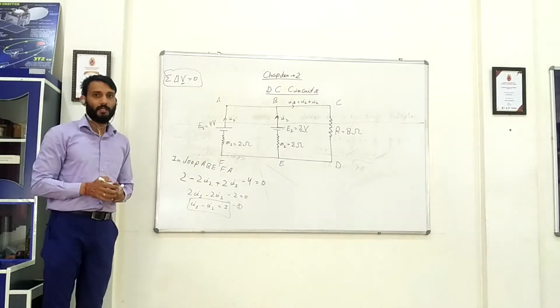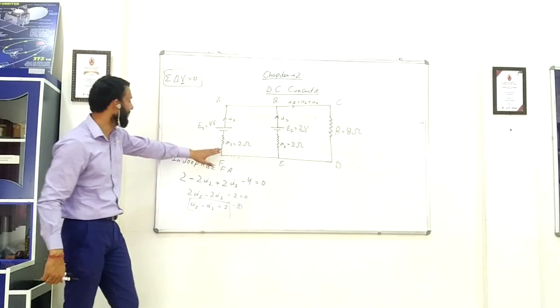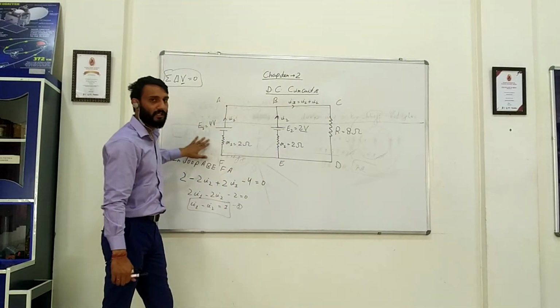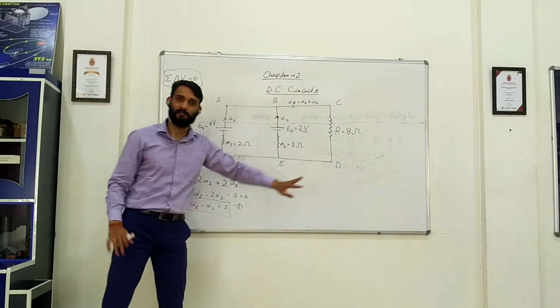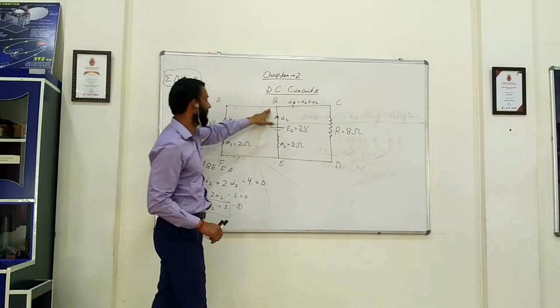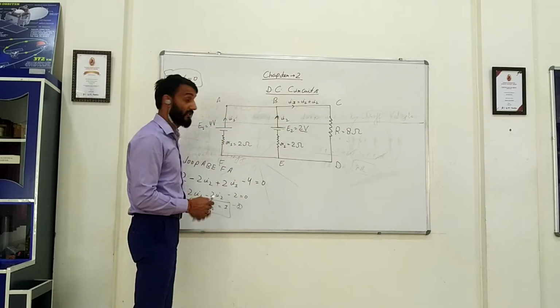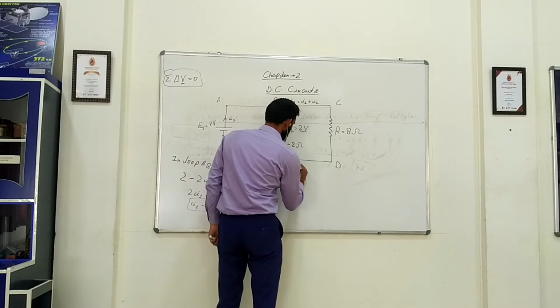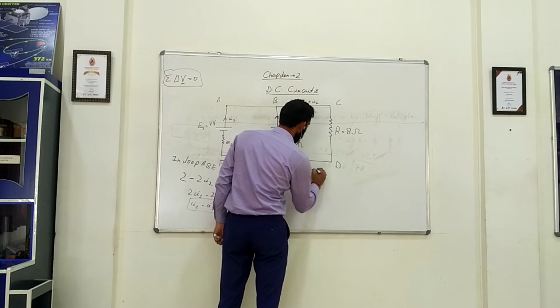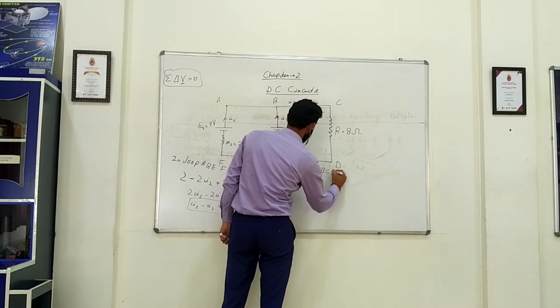Now you have two choices. Either you take the bigger loop or you take the smaller loop. I prefer to take the smaller loop. So in loop B, C, D, E, B.